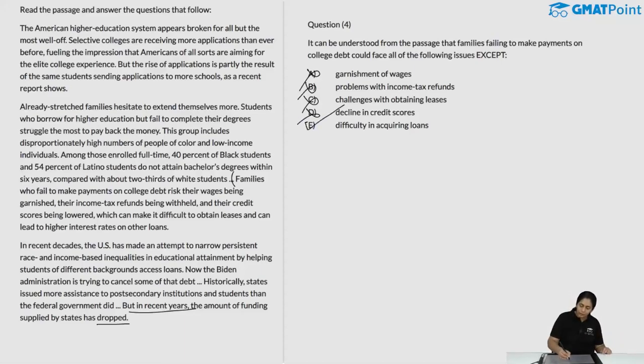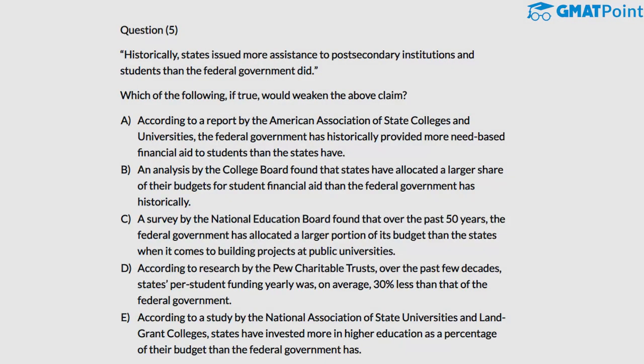So E is not the problem. The problem is the difficulty in acquiring loans at a reasonable interest rate, because that reasonable interest rate is missing, E would be the right option.